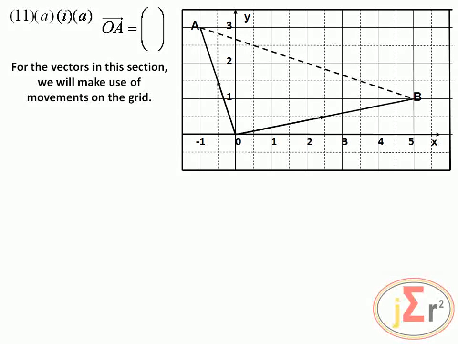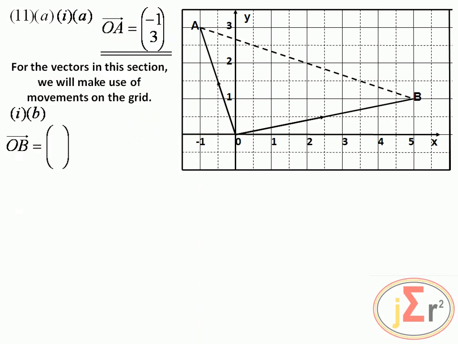So we have OA. All we need to do to find the vector OA is take a look at the movements from O to A. So we have an X component and a Y component. To move from O to A, we say -1, and then we go up by, what do we go up by? 1, 2, 3. So 3. So that is -1, 3. Notice that we are going in the negative X direction.